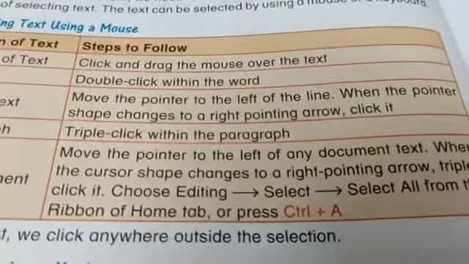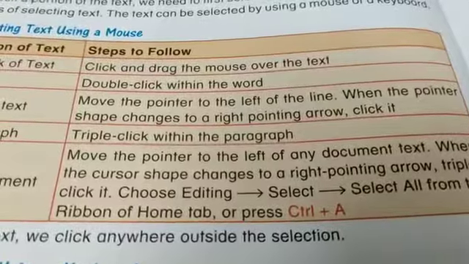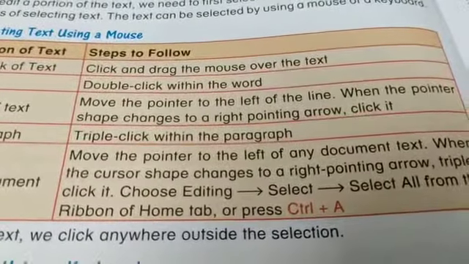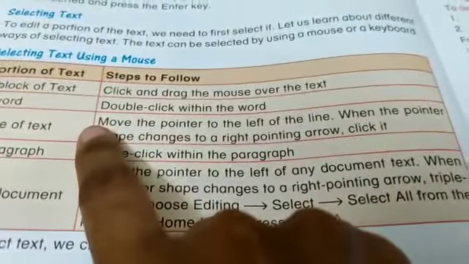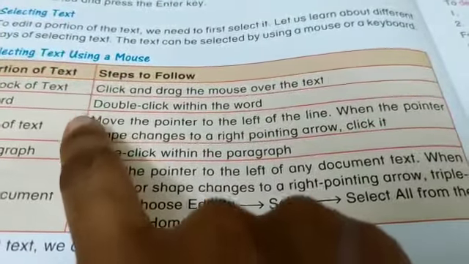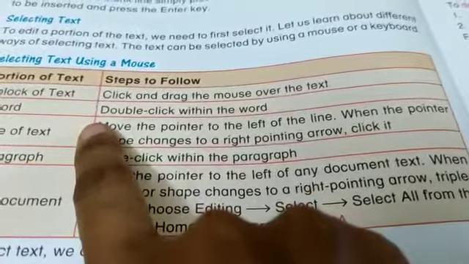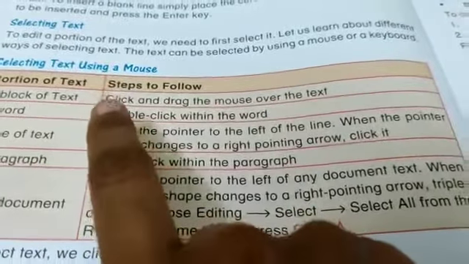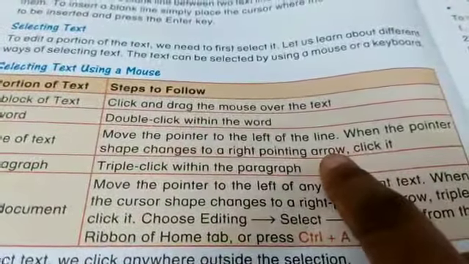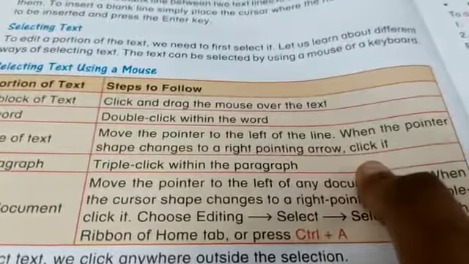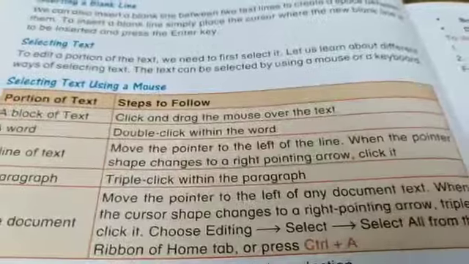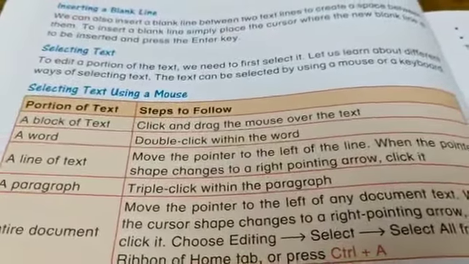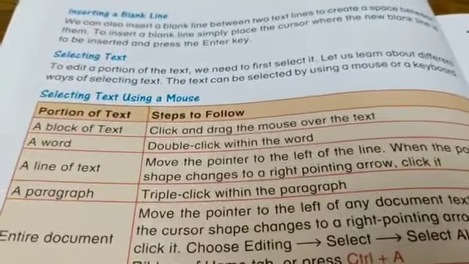When the pointer shape changes to a right pointing arrow, now when you come here, that particular cursor will change into an arrow. When the arrow comes, you will just click it, and then the whole line will be selected. This is how we select a line.